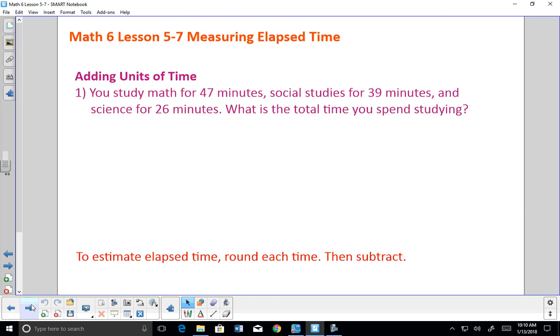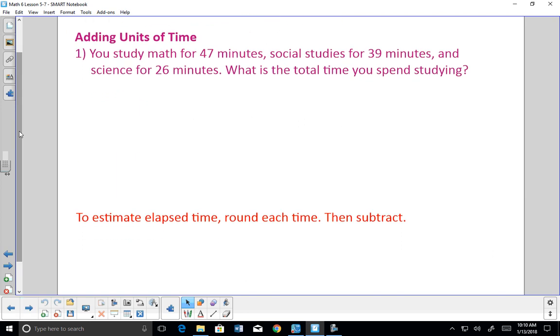If we're going to add units of time, let's say you're studying for your finals. You study math for 47 minutes, social studies for 39 minutes, and science for 26 minutes. What is your total time that you spend studying? Well, you spend 47 minutes, 39 minutes, and 26 minutes.